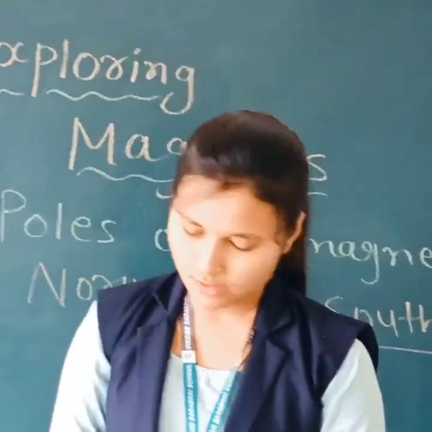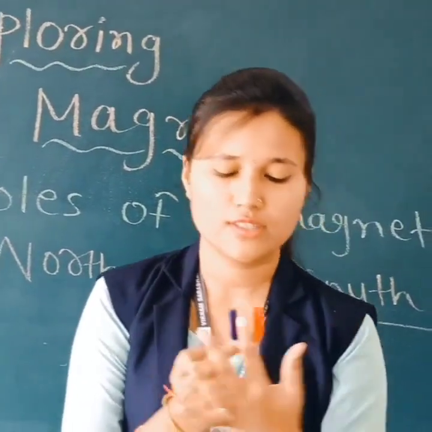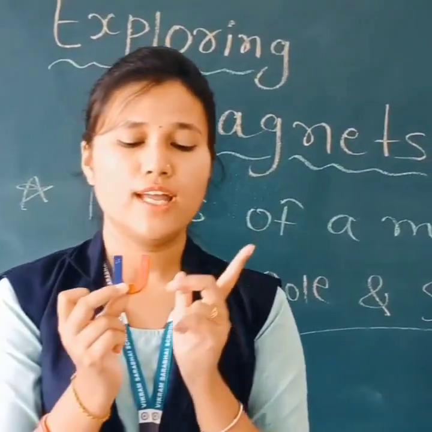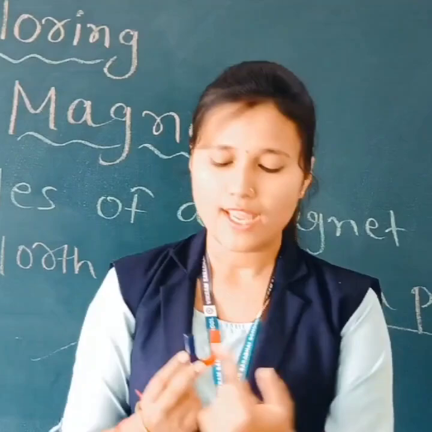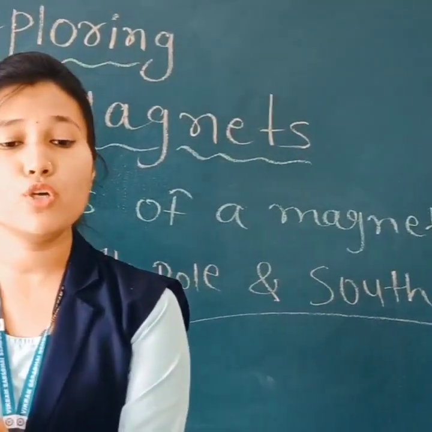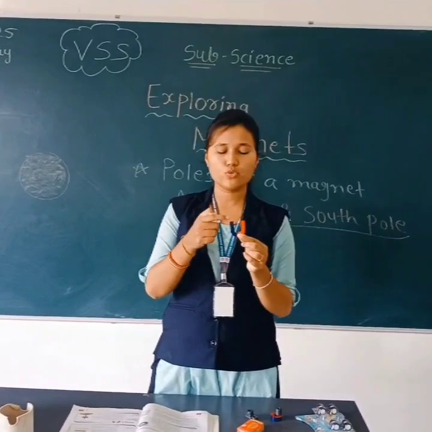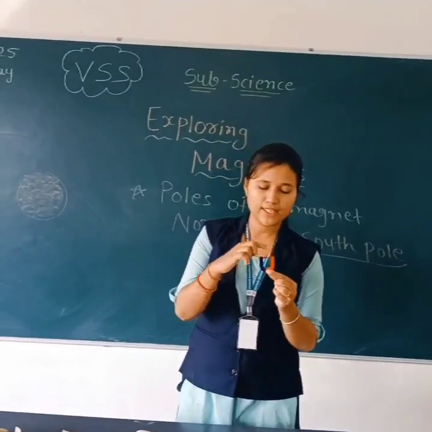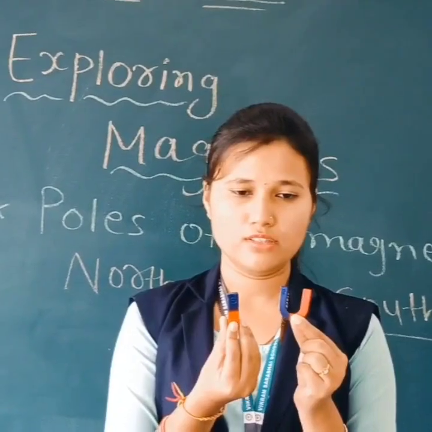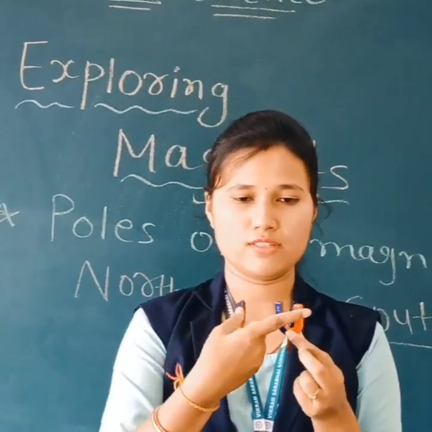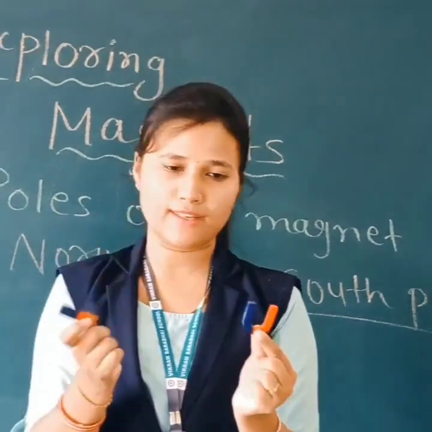You can see, N means north. S means south. And the north pole is always red in color. Okay, and the south pole is always blue in color. Poles are located at the two ends of the magnet. Wherever the ends of the magnet are, the poles are located there. You can see ends. Okay, so they are always located at the two ends of the magnet.